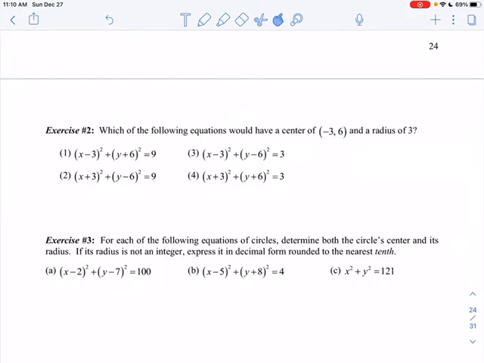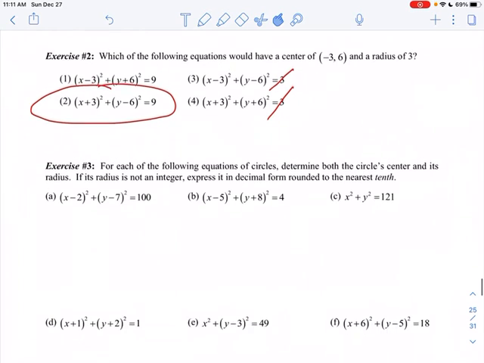Which of the following equations would have a center of negative 3, 6, and a radius of 3? All right, so right away, the number on the right is the radius squared, so I'm going to get rid of those because 3 squared is 9. Now, h and k have the opposite signs that are there. All right, so it's going to be x plus 3 squared and y minus 6 squared equals 3 squared, which is 9. So it's choice 2. This is just a review of circles from last year.